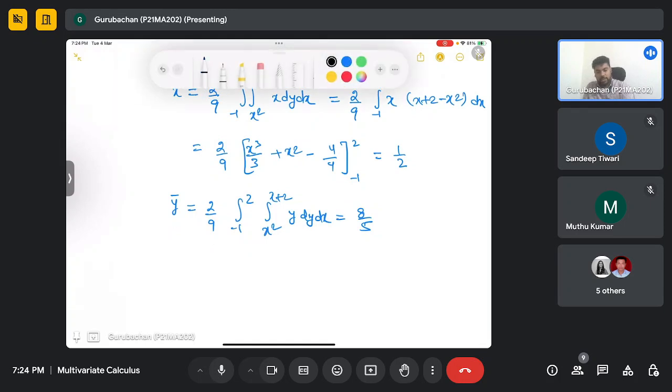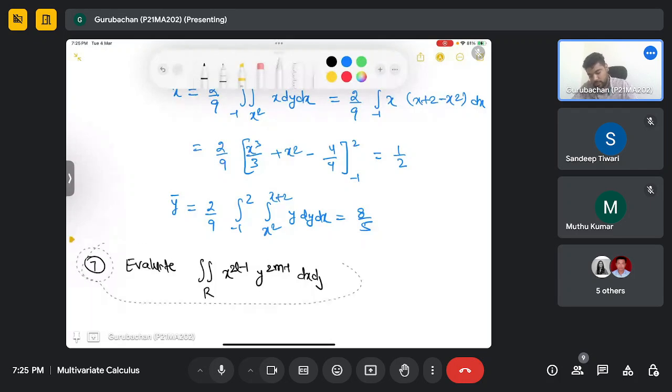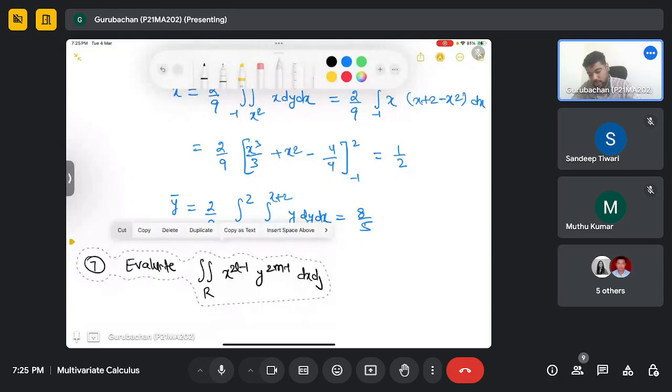So let me write another question. Question number 7. Evaluate the double integral of x to the power 2l minus 1, y to the power 2m minus 1, dx dy, and here the region is... let me make some other file. It's disturbing.